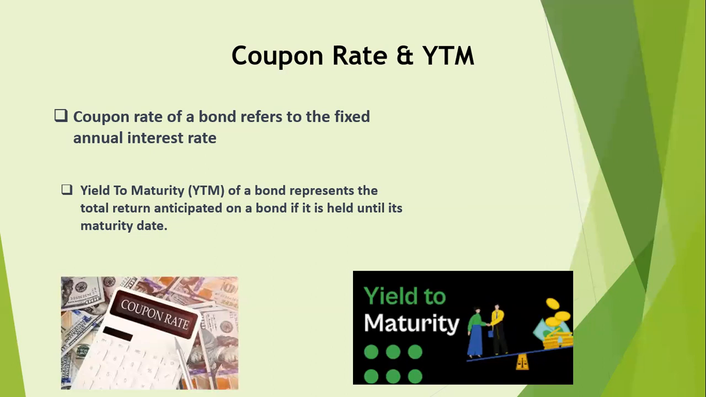So again, the coupon rate represents the fixed interest payment relative to the bond's face value, while the YTM accounts for both the coupon payments and any capital gains or losses upon maturity, providing a more comprehensive measure of the bond's return.